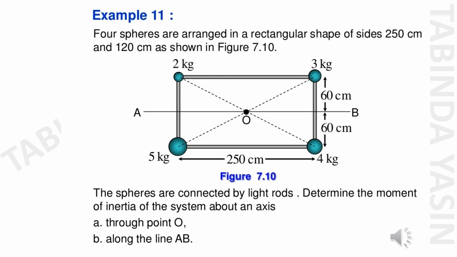The distance from the 3 kg mass to the point B is 60 centimeter, half of 120 centimeter, and from the point B to the 4 kg mass is also 60 centimeter. So the total distance between the two masses 3 kg and 4 kg is 120 centimeter. The spheres are connected by light rods. Determine the moment of inertia of the system about an axis through a point O along the line AB.